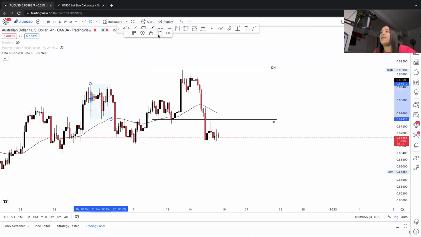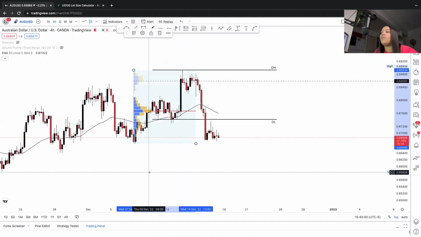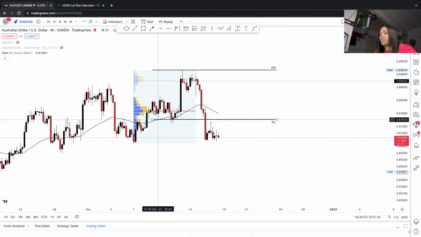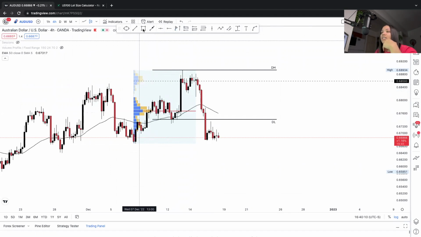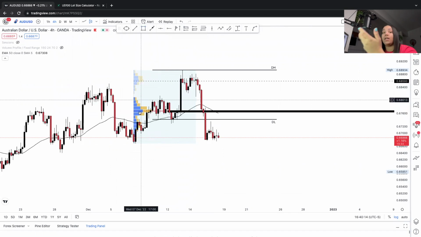Okay, so I used this tool and I dragged it from my lowest point to my highest point, which was here. And it showed me that the most money was sitting in this area. I like to use this tool for supply and demand zones too, because it's the most accurate. And this means that price will always come back to this level.